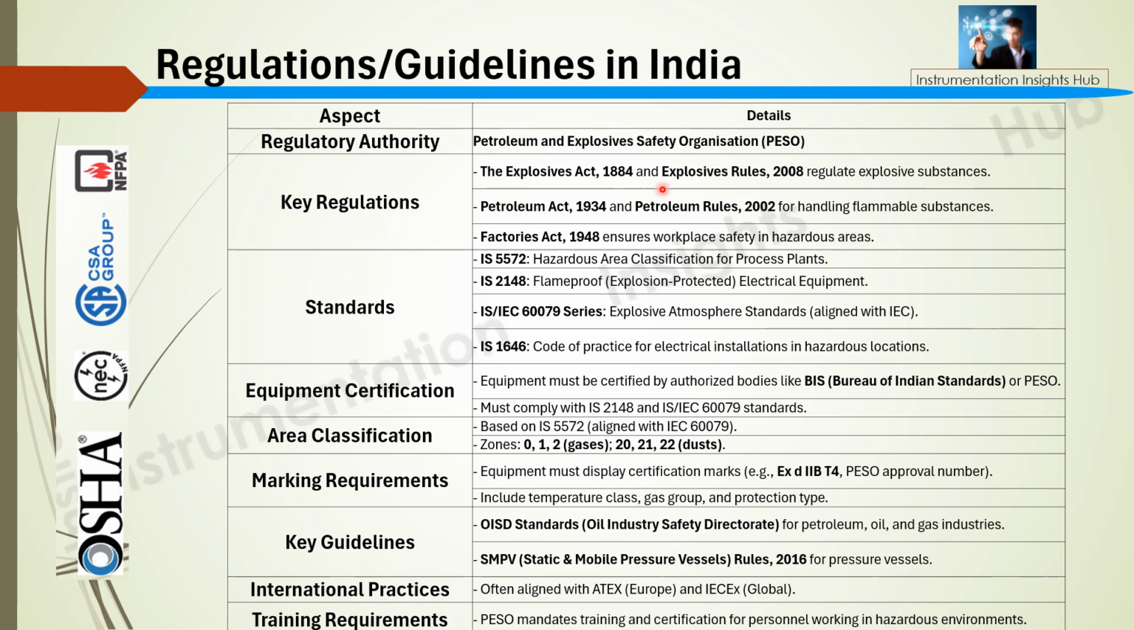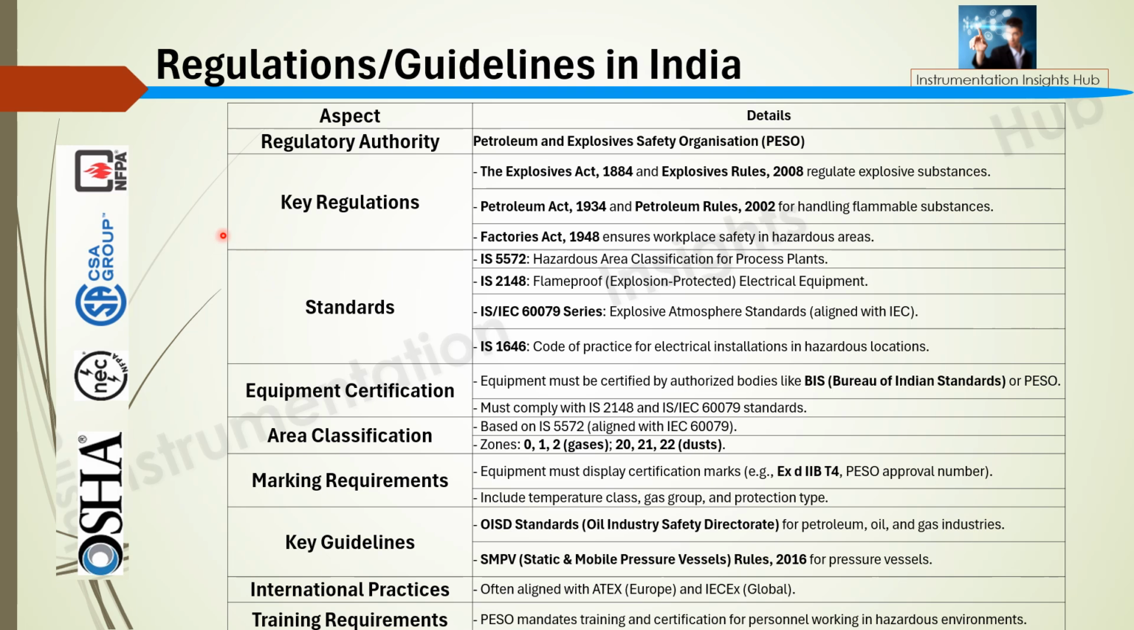Key regulations based on PESO guidelines: what are the regulations prepared? Explosives Act 1884 and Explosives Rules 2008, Petroleum Act 1934, Petroleum Rules 2002 for handling flammable substances, and Factory Act 1948 to ensure workplace safety in hazardous areas. So this is personnel related and this is equipment related, right?